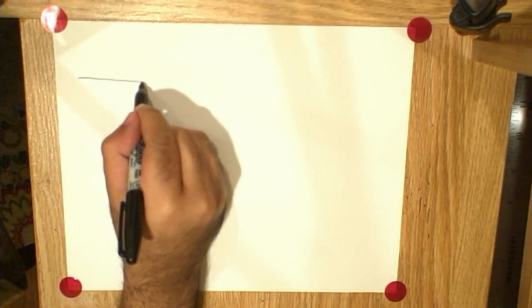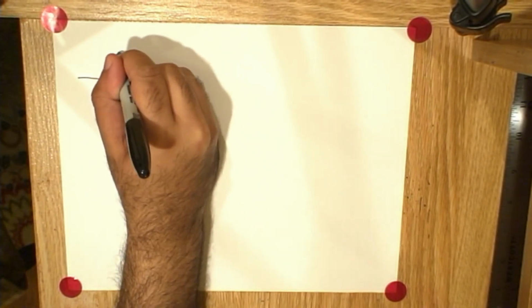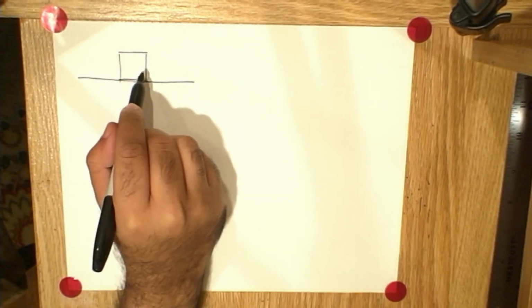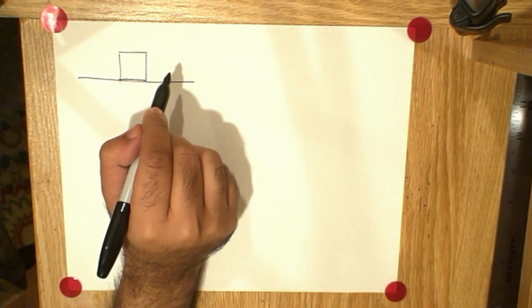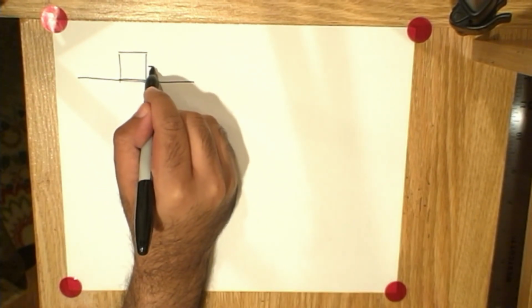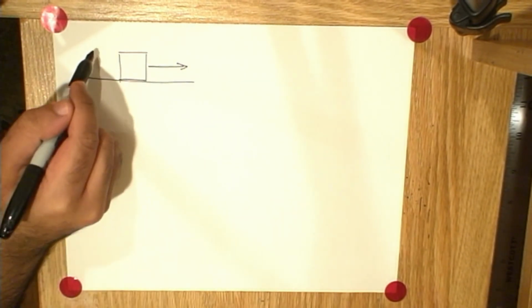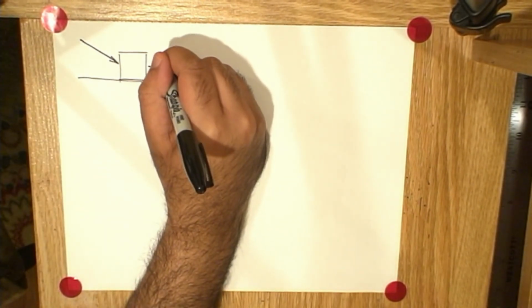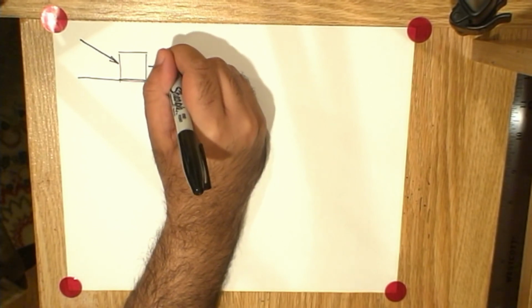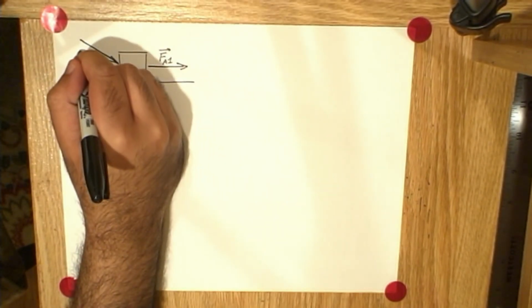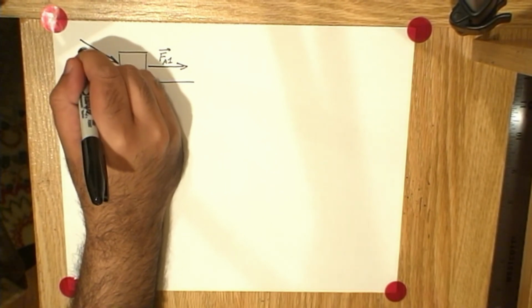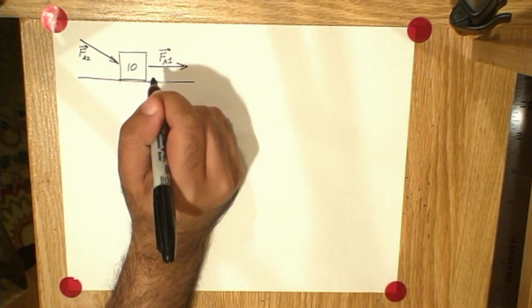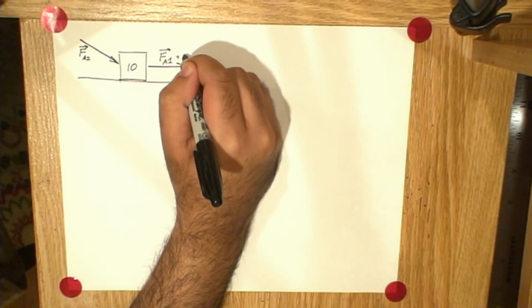In this question, we were shown a table and an object seated on top of the table. The table is frictionless, and the object is going to feel two different pushes. One push which is pointed like this, and a second push which is pointed like this. For the sake of clarity, I'm going to call this push applied force 1, so let's call it FA1, and this one I'm going to call FA2. The mass of this object is 10 kilograms, and FA1 and FA2 both have sizes of 30 newtons.